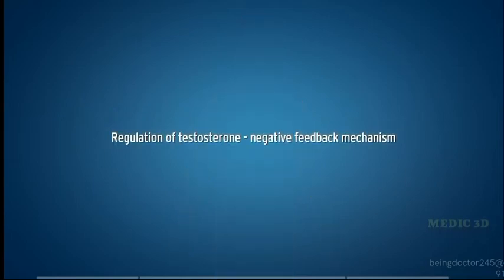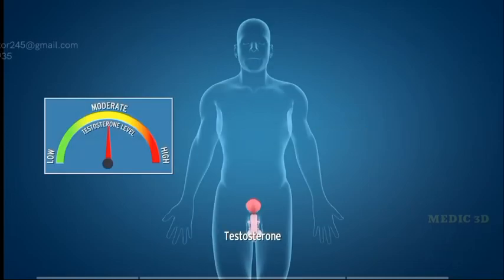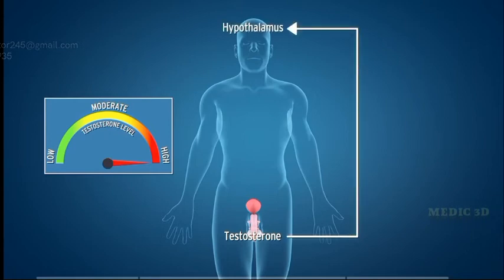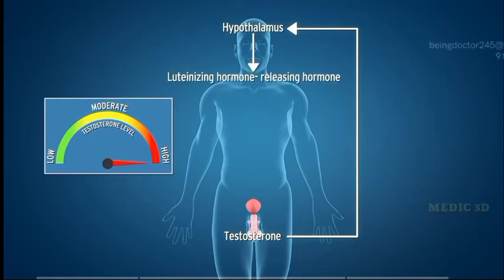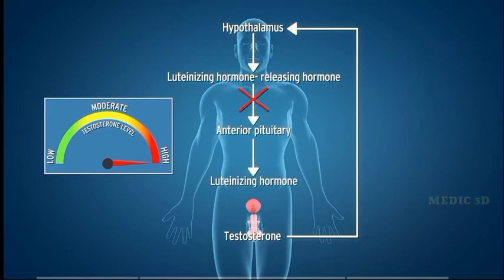Regulation of testosterone is by negative feedback mechanism. When the testosterone level is high in the body, testosterone acts on the hypothalamus, which inhibits the secretion of luteinizing hormone releasing hormone, and the anterior pituitary is not stimulated to produce luteinizing hormone, and the secretion of testosterone is brought down.